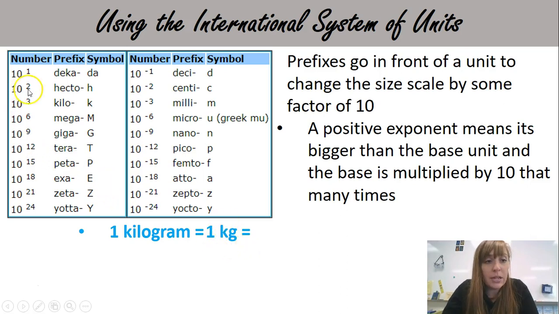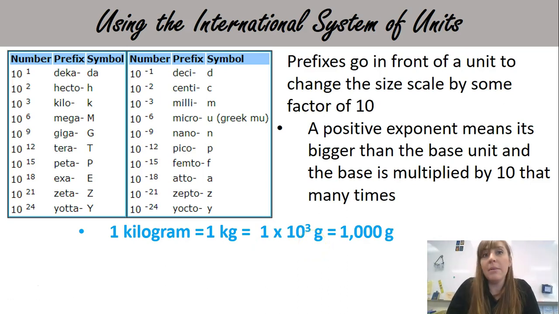Kilo, if you look over here, is 10 to the third. So I can rewrite this as 1 times 10 to the third grams. Notice I replaced the kilo with 10 to the third because it's the same measurement. 10 to the third, 10 times 10 times 10, is technically 1,000. So 1 times 1,000 is 1,000 grams.